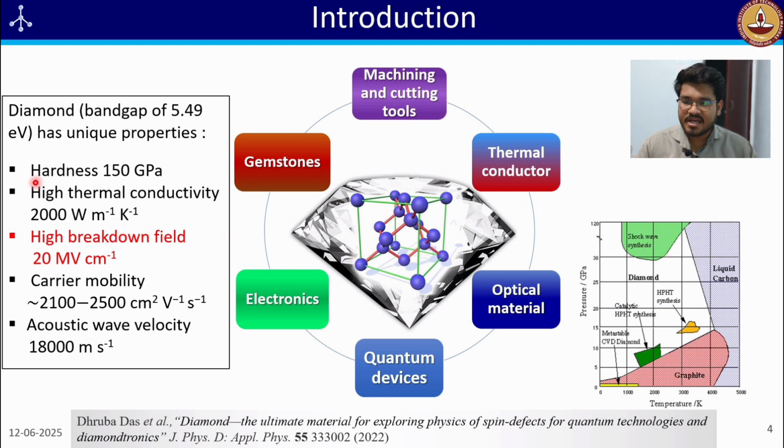Diamond also has unique properties like high hardness, which obviously makes it useful for machining and cutting tools. It has a high thermal conductivity of 2000 watt per meter per Kelvin, which is really high, maybe lower than graphene, but quite high compared to other available materials. It has a high breakdown field of 20 megavolt per centimeter. It has high carrier mobility, and also a high acoustic wave velocity.